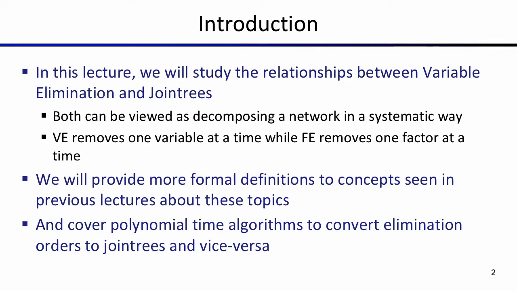And those algorithms will be not only polynomial time, but also width preserving. They will provide a way, since we haven't seen yet a way to build a joint tree. One way to do that is to start with an elimination order, for which we know some heuristics to build it, and convert the elimination order into a joint tree. So we're going to start by reviewing some concepts, starting with the moral graphs in the next slide.